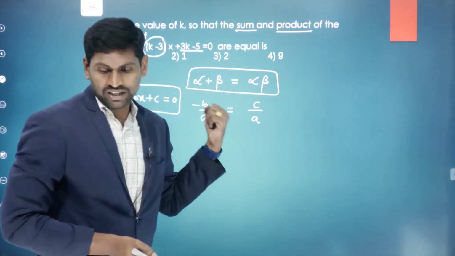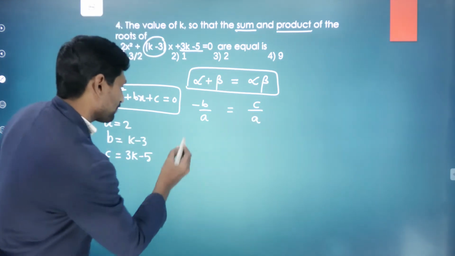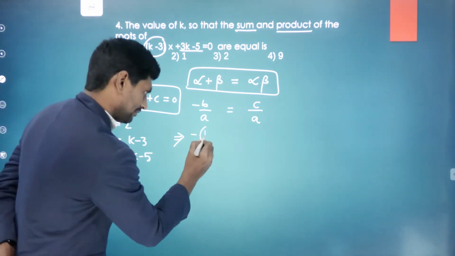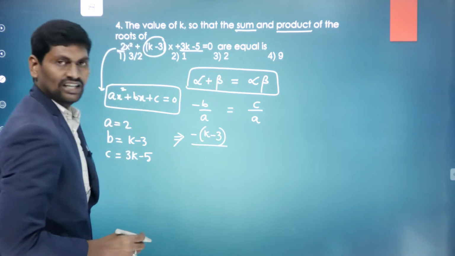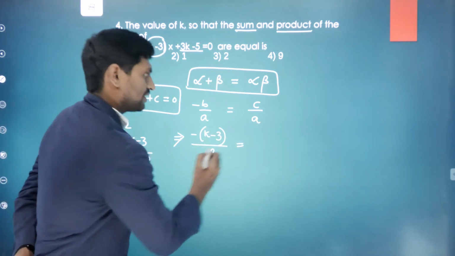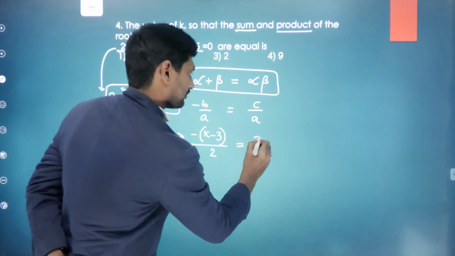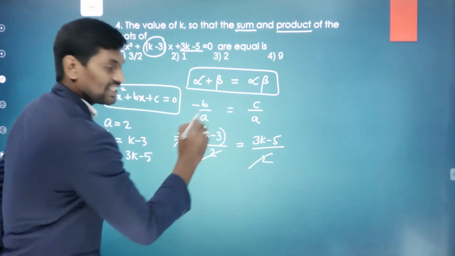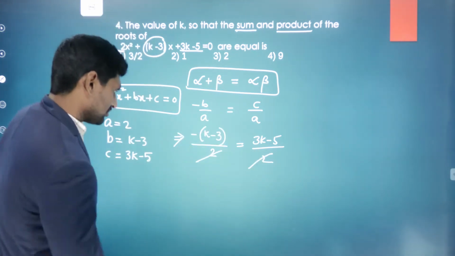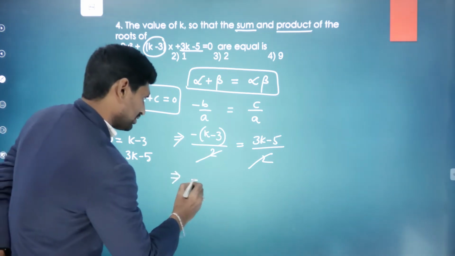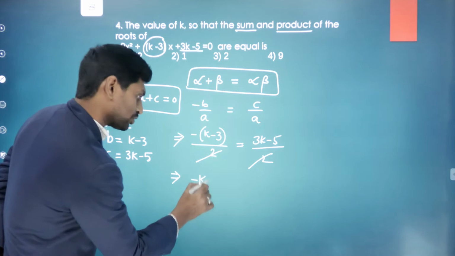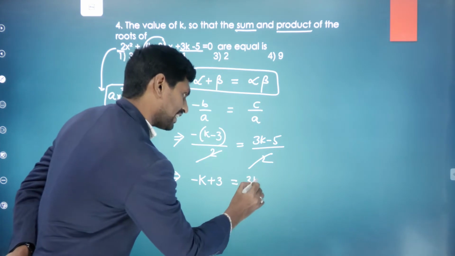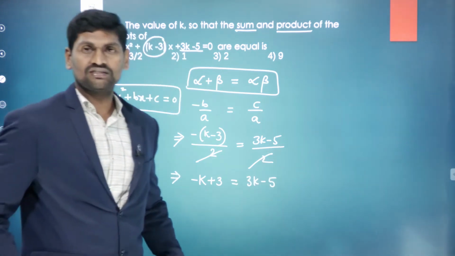Sum of roots is minus b by a, product of roots is c by a. That implies minus b value, k minus 3, by a value 2, equals c value, 3k minus 5, by a value 2. Both the denominators are the same, so we can cancel them. Now it is looking like a simple equation, right? So minus into k, minus into minus plus 3, equals 3k minus 5.